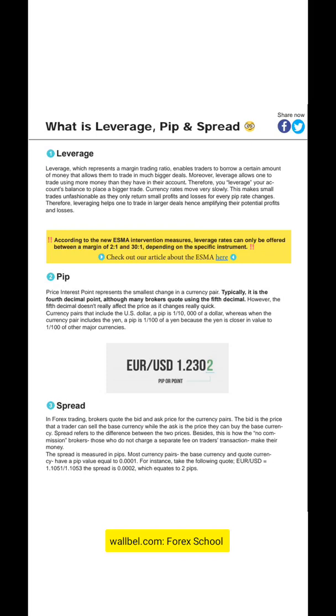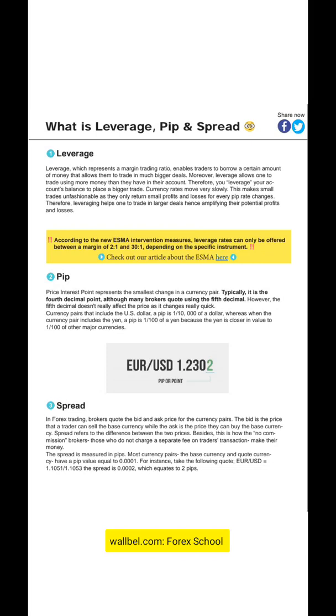Most currency pairs, the base currency and the quote currency, have a pip value which is equal to 0.0001. For instance, take the following quote of Euro versus the USD, where we have the price quote of 1.1051 against 1.1053. The spread between these 2 points is 0.0002, which equates to 2 pips. I think now you can see how pips are calculated. To calculate your pips, you do 1.1053 minus 1.1051, and you get the number of pips.